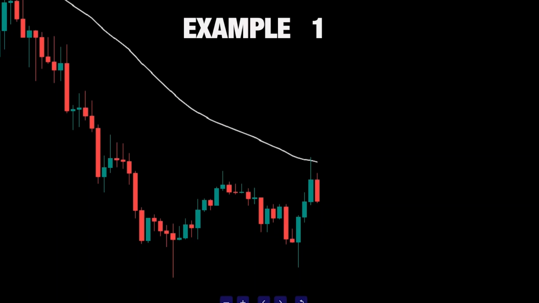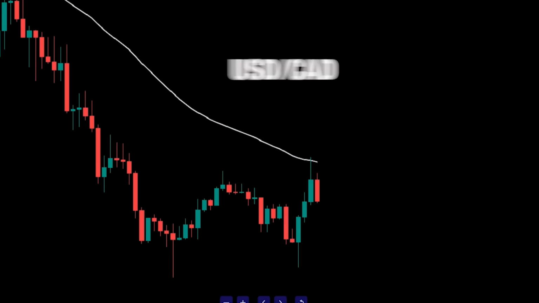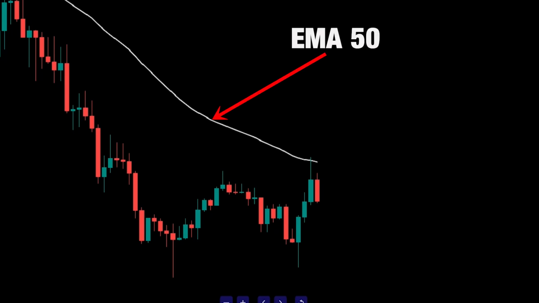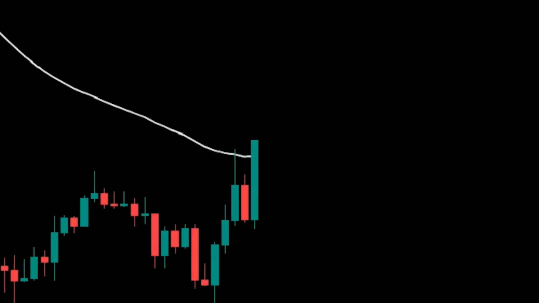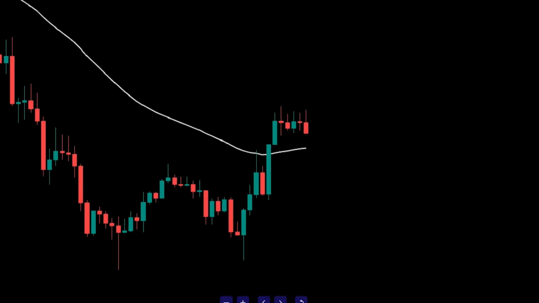Let's take a look at some real-life examples. The first example is the currency pair US dollar to Canadian dollar. The white line here represents the EMA. As you can see, the price was trading below the EMA 50 for a while until it broke. At this point, I became interested in trading. Then I waited for a pullback, which occurred here.